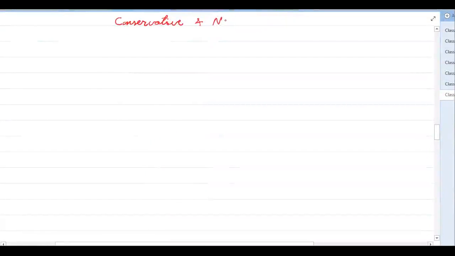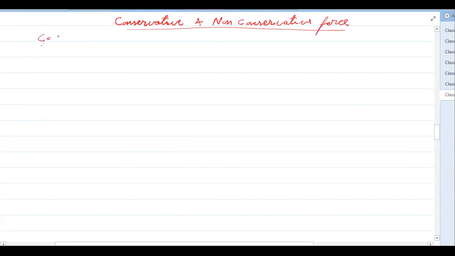The forces, what are conservative forces? So a conservative force is defined as the force for which work done is independent of path. It only depends on initial and final position.